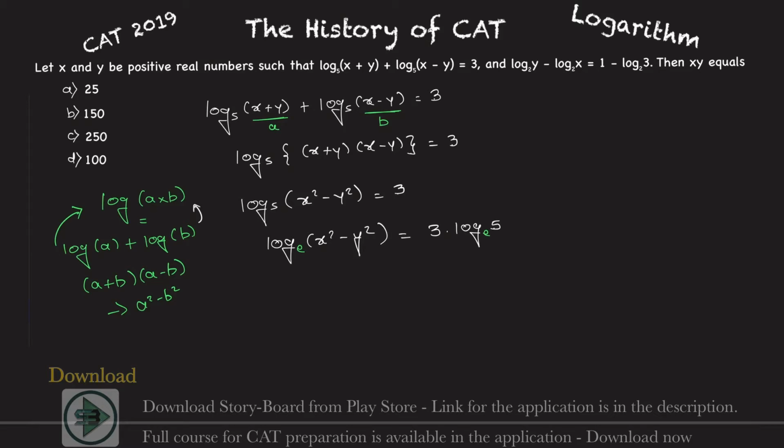Now what do I get from this? This is x square minus y square, and this will be equal to 5 cube, taking anti-logs on both the sides. So this 3 will go up. In case you're wondering how this is happening, you know the property of log.